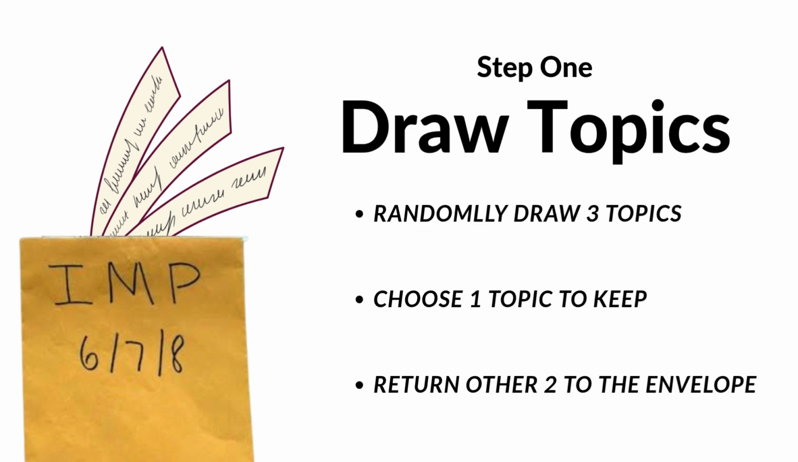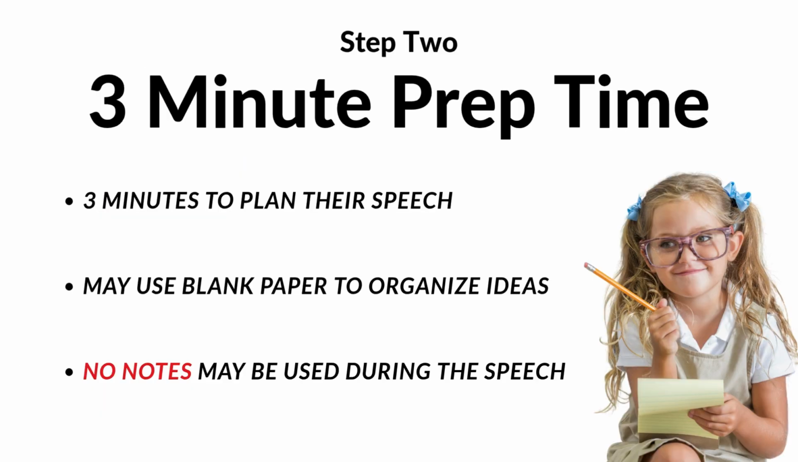Give them a moment to look over the topics and choose the one they'd like to speak about. Once they've made their selection, ask them to return the 2 unused topics back into the envelope. These will be reused by the other contestants. Now that the student has their topic, it's time for them to prep. Seat them at the designated prep table. This is where they will plan their speech before presenting it.